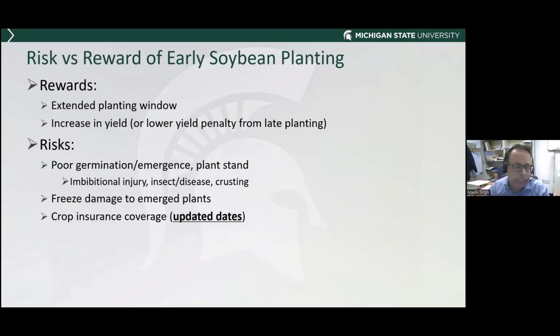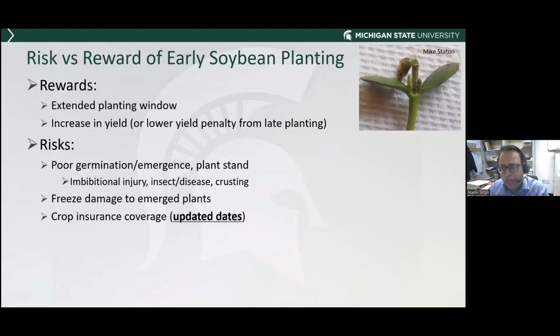And you all probably have seen, planting beans early can lead to poor germination and emergence if we have non-ideal field conditions. And I will talk about that, that can cause imbibitional injury, insect and disease pressure, and crusting based on our field conditions. Freeze damage is a real concern too. And as you can see in this picture, soybean plants are sometimes able to recover from it. Even if the apical meristem is frosted, you can see these two nice branches coming out in this picture that can lead to improved or similar yield potential, right?